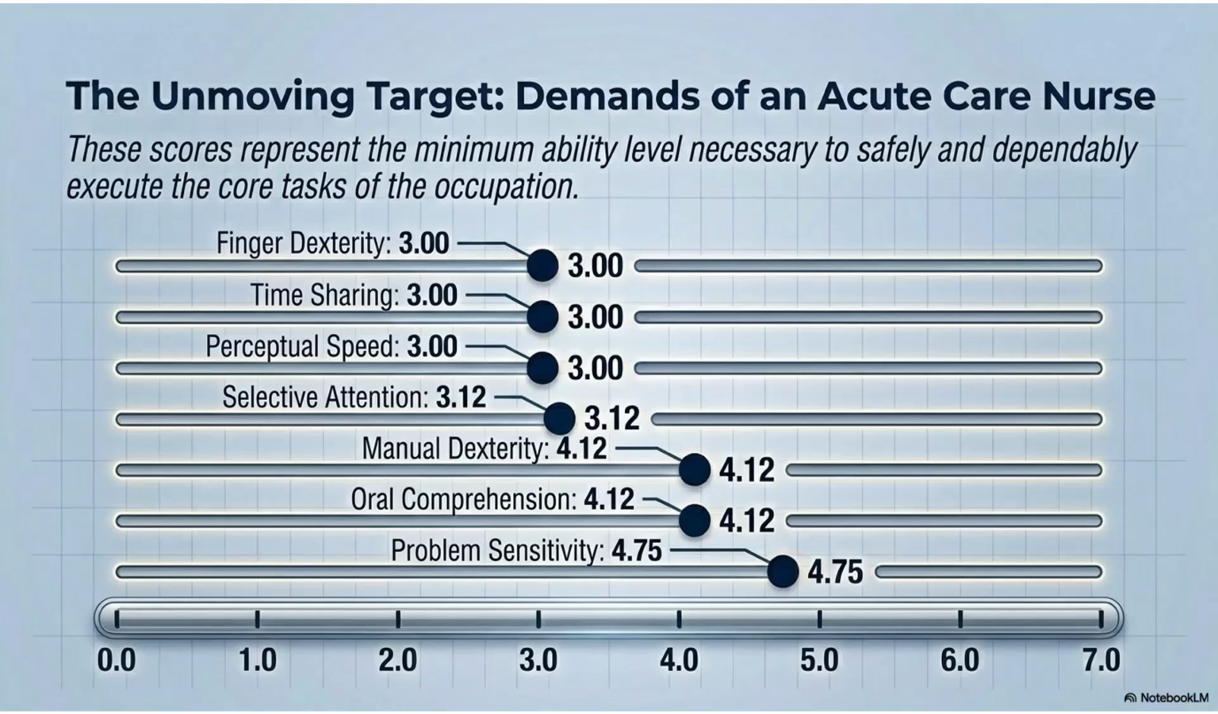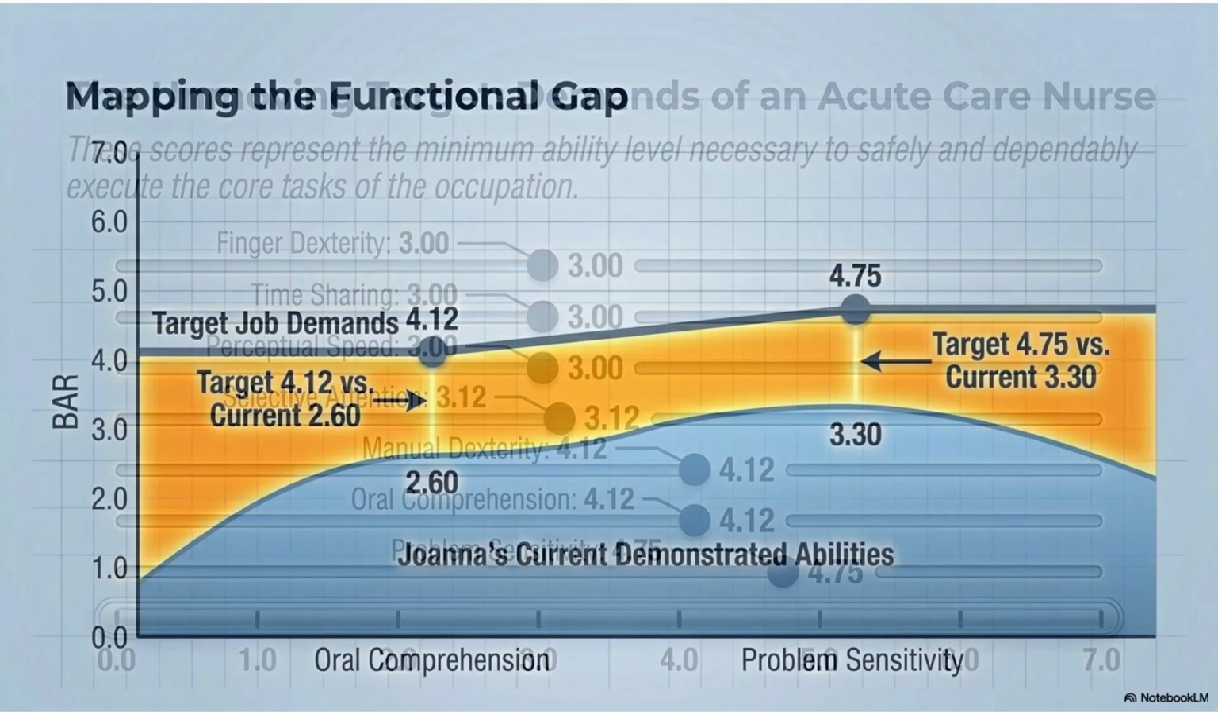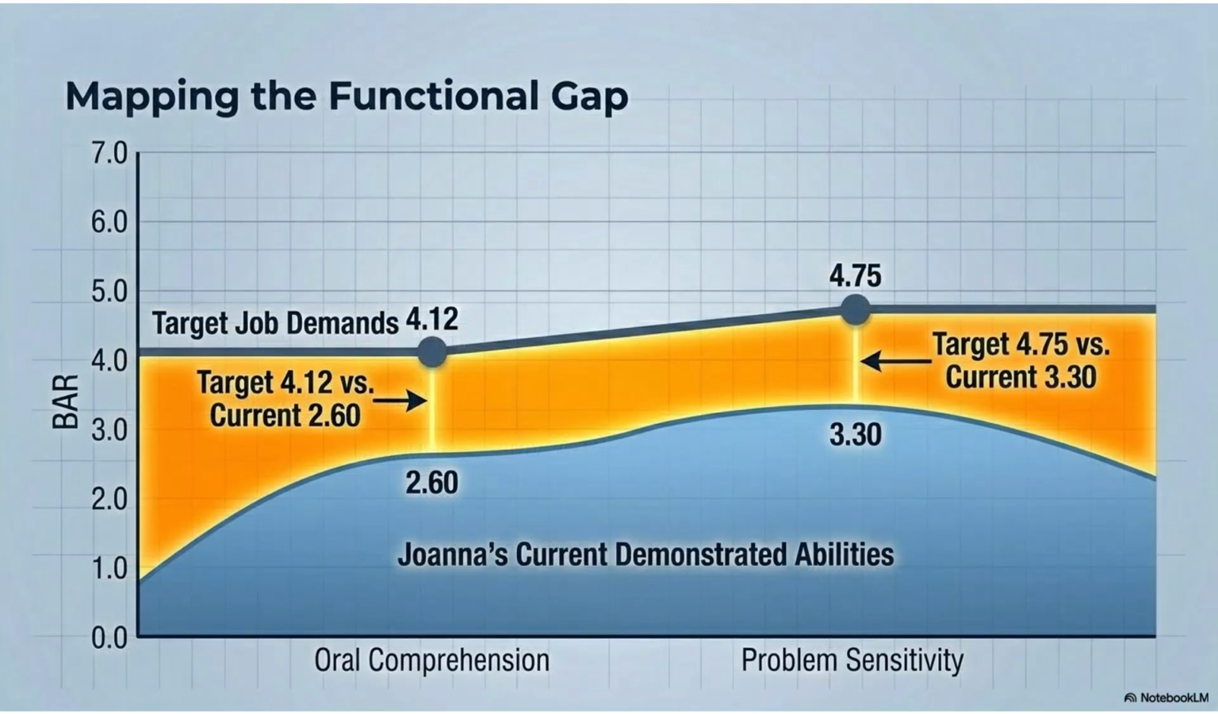Next, we map the functional gap by comparing Joanna's current demonstrated abilities, based on our observations of her performance on the DCAT, against these target job demands. We find that Joanna's OTAP assessment reveals significant shortfalls. For oral comprehension, her current score is 2.60 against a target of 4.12. For problem sensitivity, she scores a 3.30 against a target of 4.75.